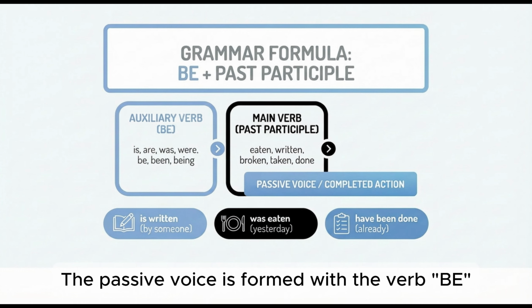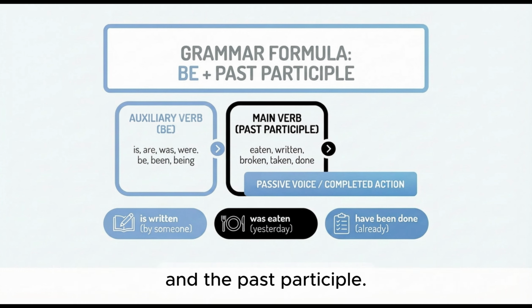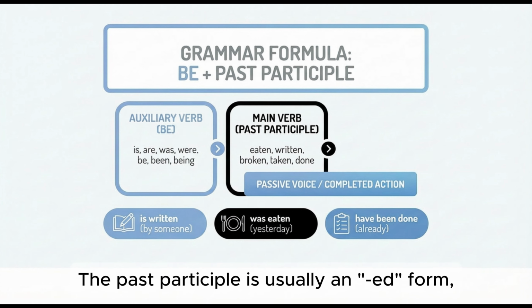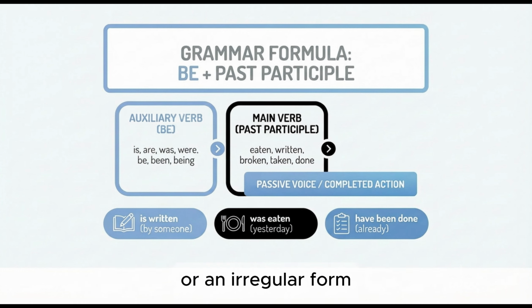The passive voice is formed with the verb be and the past participle. The verb be changes depending on the tense. The past participle is usually an ed form or an irregular form such as written, made, or built.